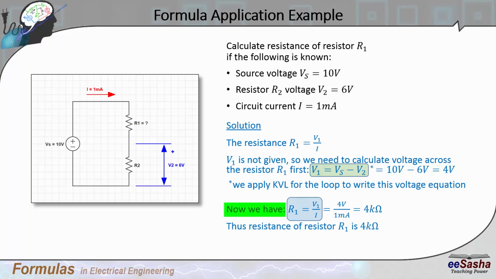Now we have everything we need to calculate the resistance R1. So R1 is V1 over I, which is 4 volts divided by 1 milliamp, which gives us 4 kilo ohms. Thus the resistance of resistor R1 is 4 kilo ohms.